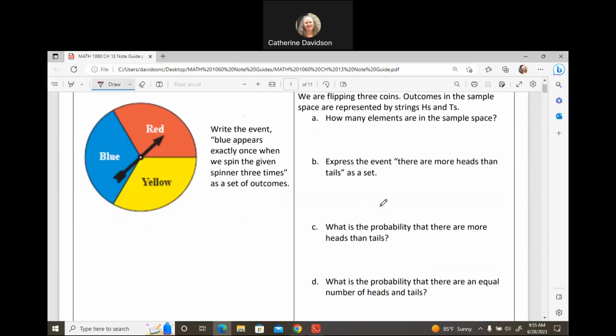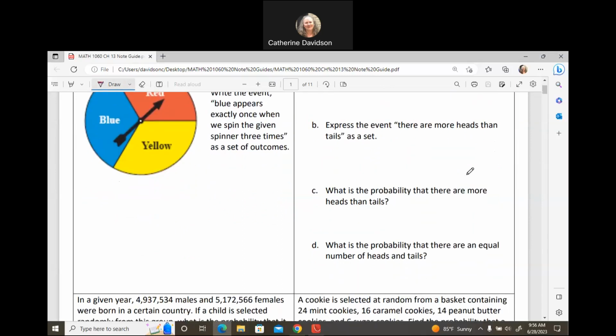So we have a spinner here and it has 3 different colors. Write the event blue appears exactly once when we spin the given spinner 3 times as a set of outcomes. Okay, so blue appears exactly once, not twice, not 3 times, exactly once. So let's list all the possible combinations.